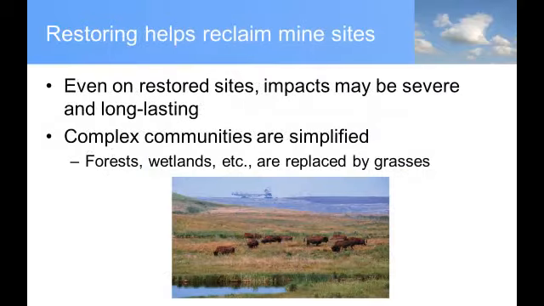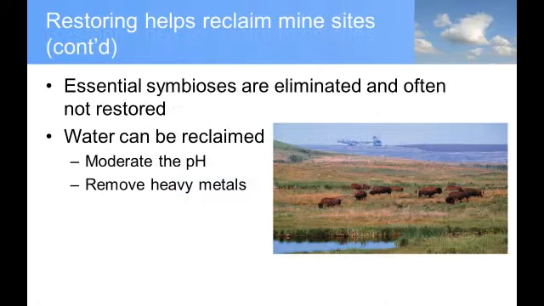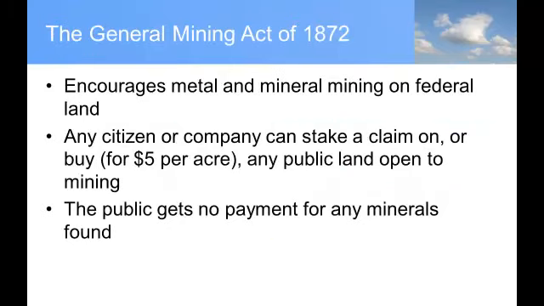Even with reclamation, it still cannot always be exactly what it was. Many of the complex communities are simplified. It's a very difficult and expensive process. And sometimes they don't always duplicate all the essential symbioses. So it can look like a healthy ecosystem, but sometimes they're not always successful with it.